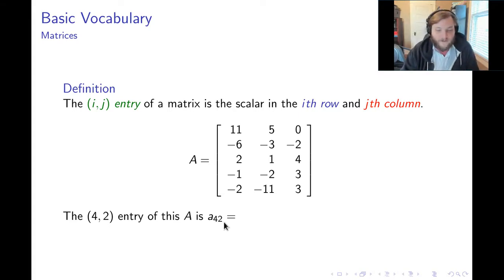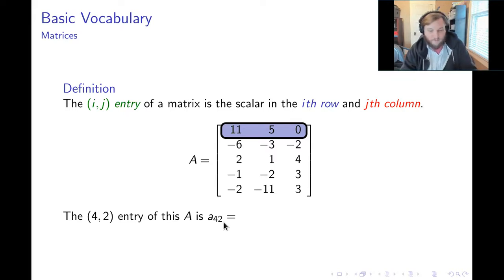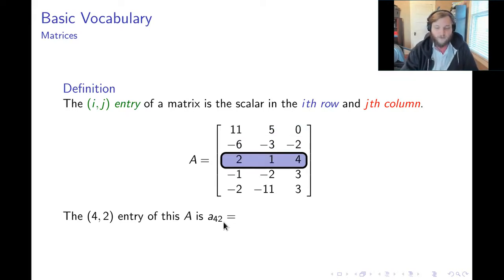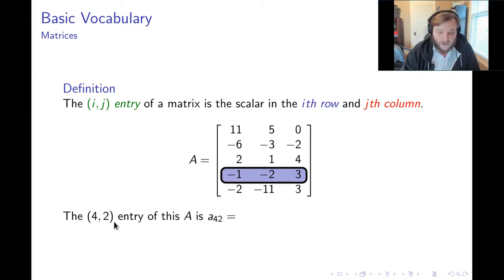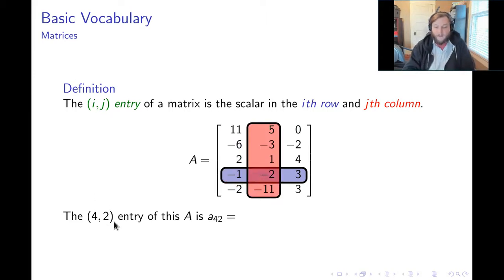And what is this number? According to the definition, we should look up the ith row. Here we're looking for the 4th row, 1, 2, 3, 4. And then we should look at the jth column, which is 2, so the second column. What is the number that lives in the 4th row and second column? Apparently this is the number -2. So we went to the 4th row, second column, and found the number -2. Here we would write that A sub 4, 2 equals -2.